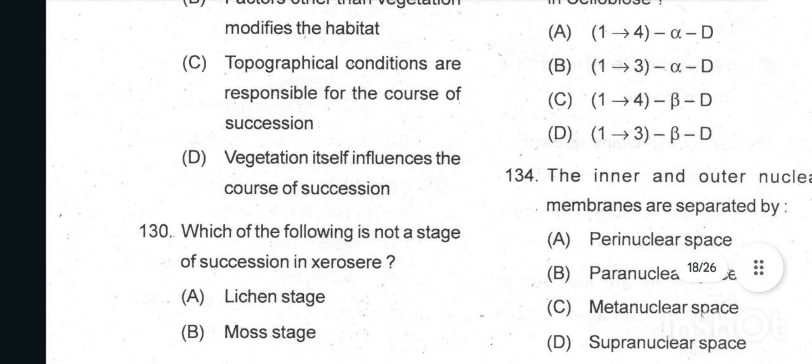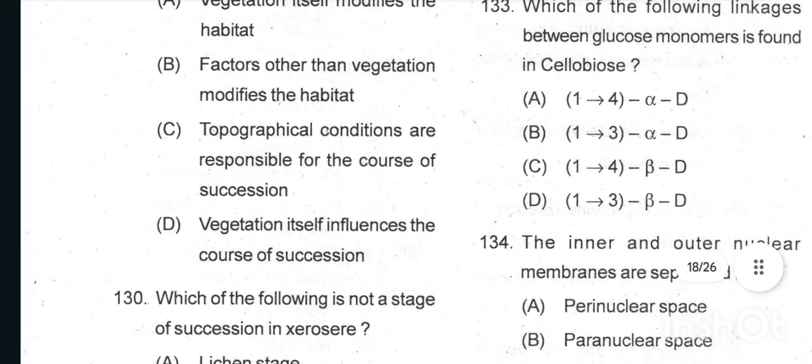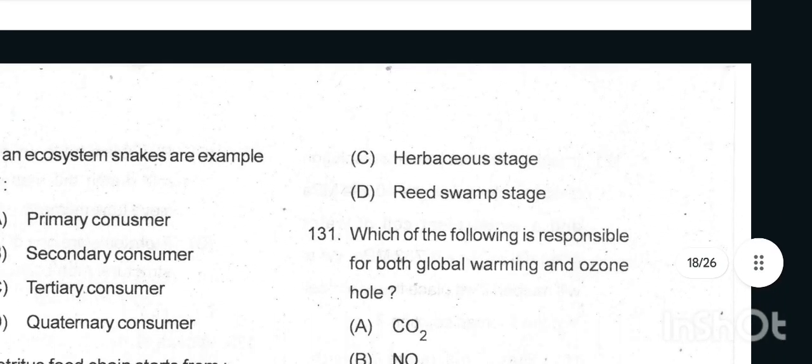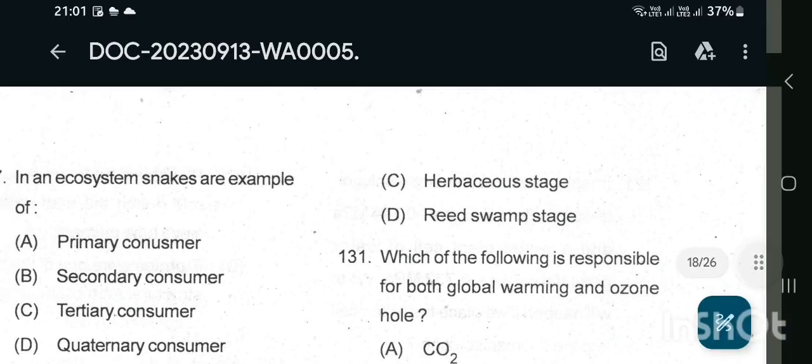Then question number 130. Which of the following is not a stage of succession in xerarch? Lichen stage, moss stage, herbaceous stage, reed swamp stage. Here the answer is option D. Reed swamp stage is a stage of hydrarch, not xerarch. So answer is D.